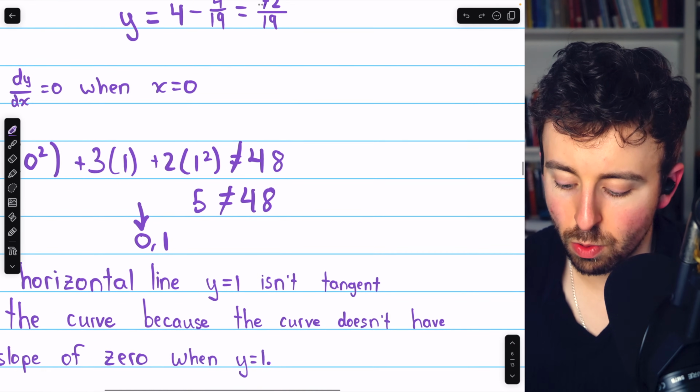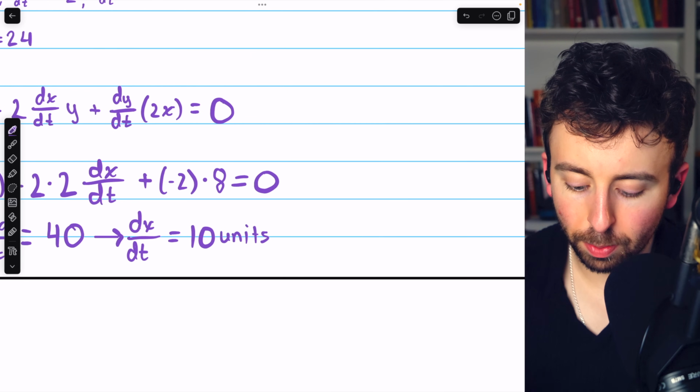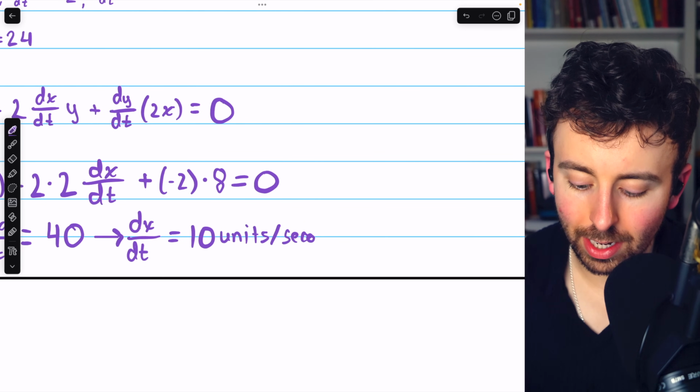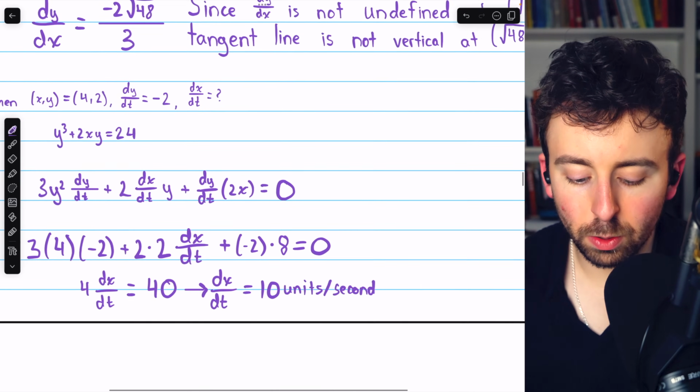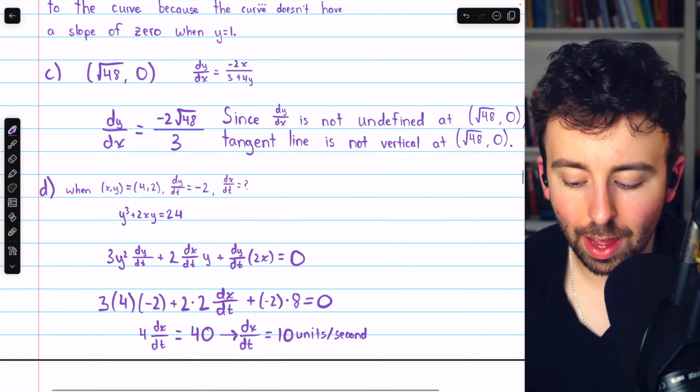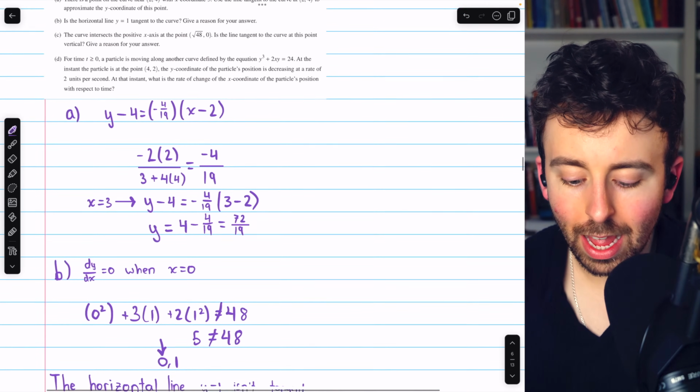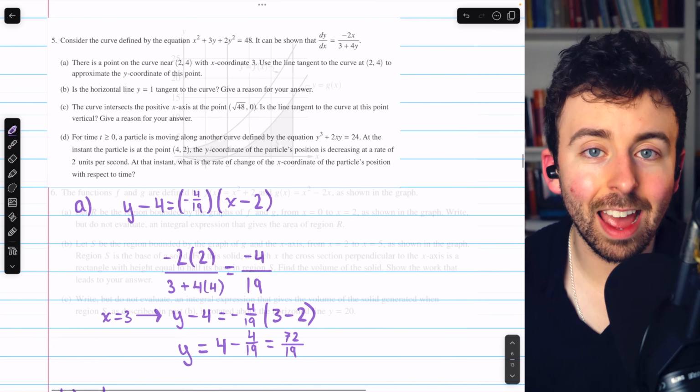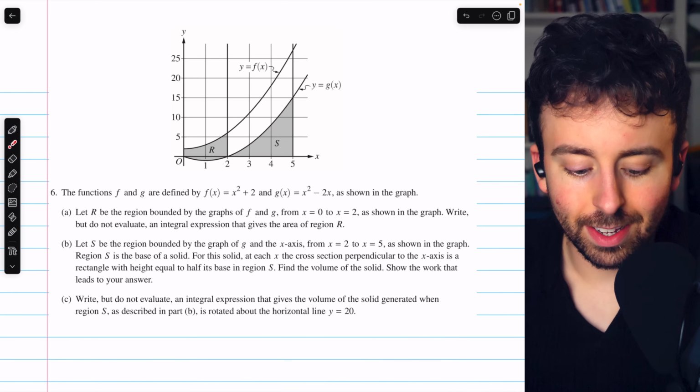So we would say units per second. So 10 units per second is the final answer for part D. And that completes our solution to free response question 5 from the 2024 AP Calc AB exam. Finally, on to question 6.